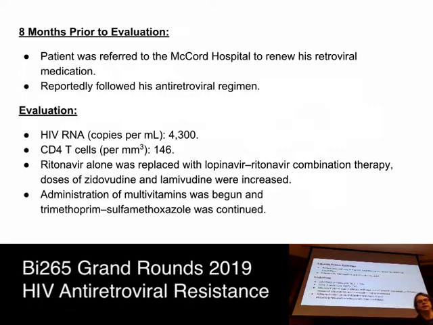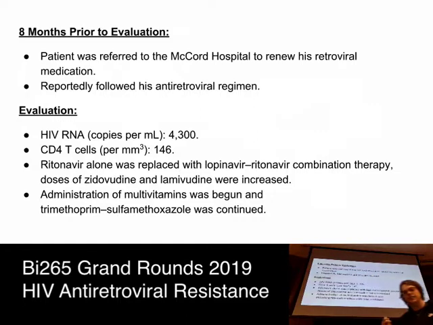And 8 months prior, he is finally referred to the McCourt Hospital, in which Dr. Meyer was attending, to renew his retroviral medication. Here, they learned a little bit more about the history of the patient growing up in a single-family household, where it is assumed that his father passed away due to complications with HIV. It is also revealed that the patient is unaware of his illness. He doesn't know he has HIV. His mother and his grandmother stick him to his medicine. He's reported to follow his medical regimen.